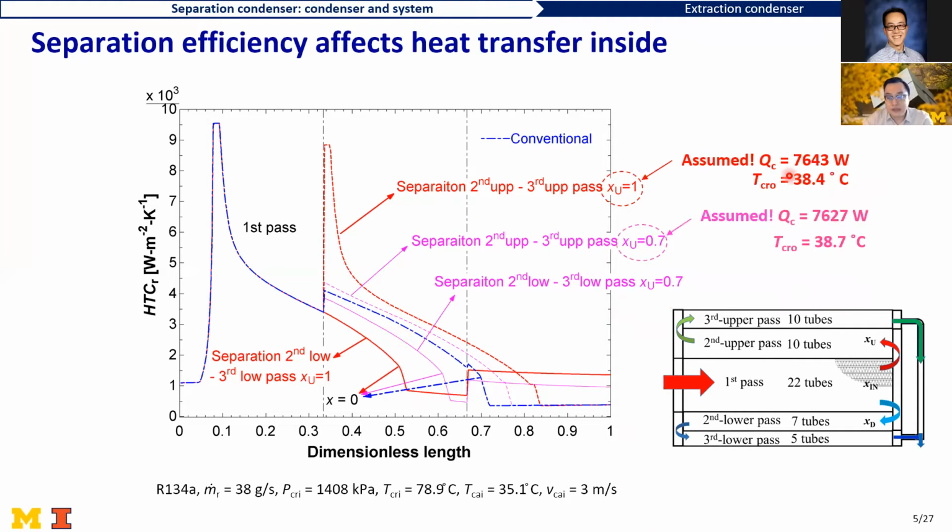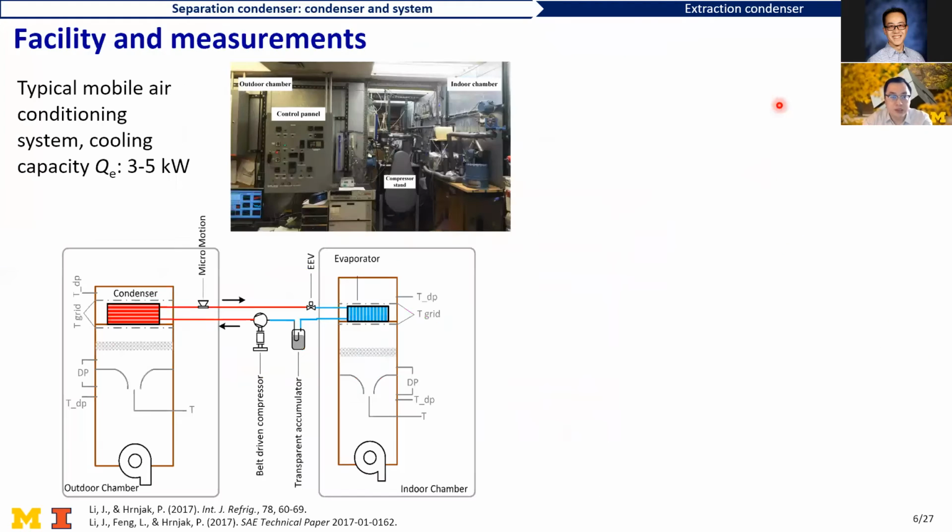So here comes the heat transfer rate for these cases, and here the perfect separation outperforms the non-perfect separation. So what is the real XU? Apparently, it will affect the heat transfer inside the tube. That is also one important question that I solved in my PhD work, and I will introduce that later.